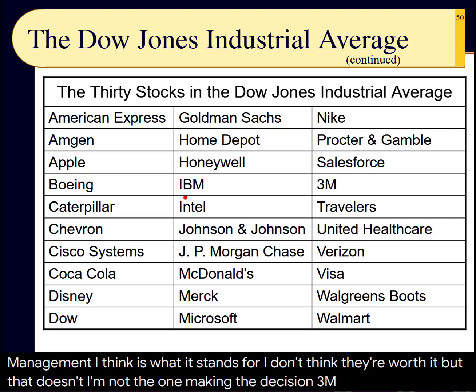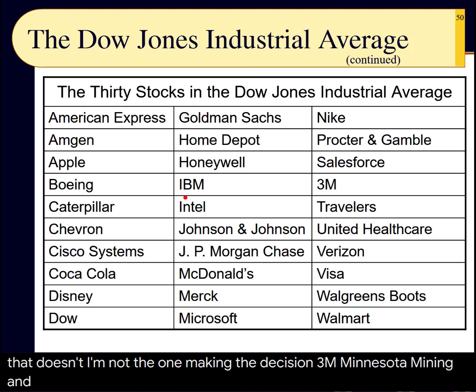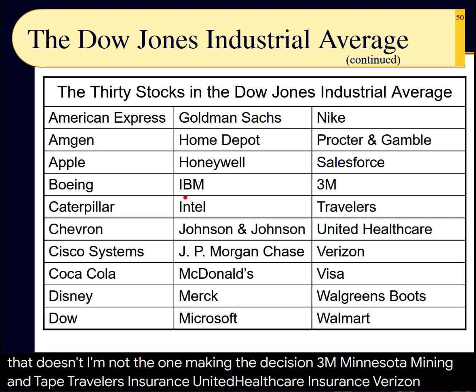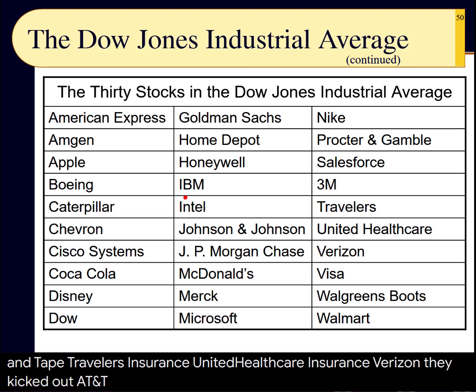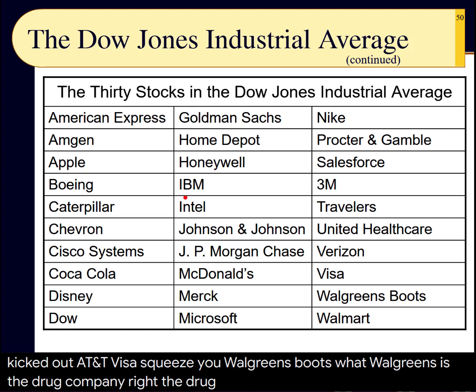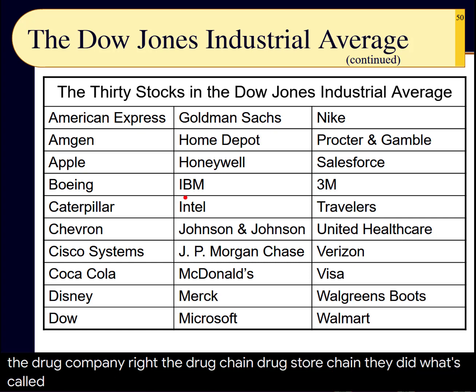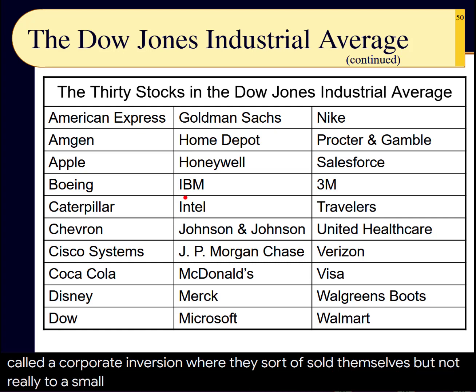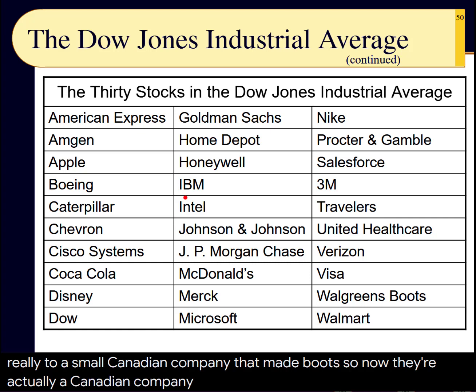3M, Minnesota Mining and Manufacturing. Right. You ever hear of Post-it notes or Scotch tape? Travelers Insurance, United Healthcare Insurance, Verizon. They kicked out AT&T. Visa, Walgreens Boots. What? Walgreens is the drug company, right? The drugstore chain. They did what's called a corporate inversion, where they sort of sold themselves, but not really, to a small Canadian company that made boots. So now they're actually a Canadian company, but they really aren't.